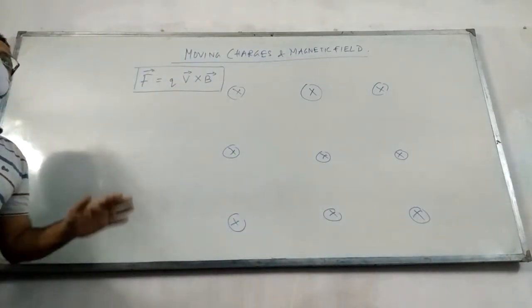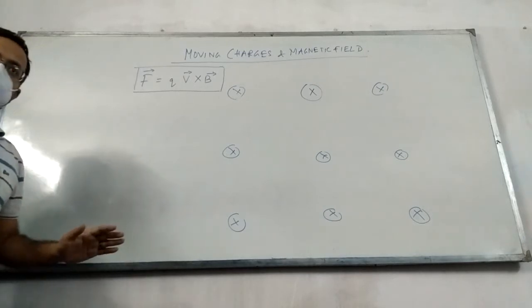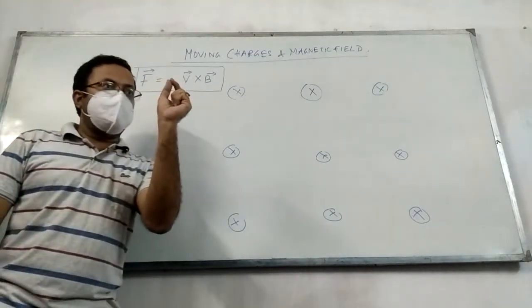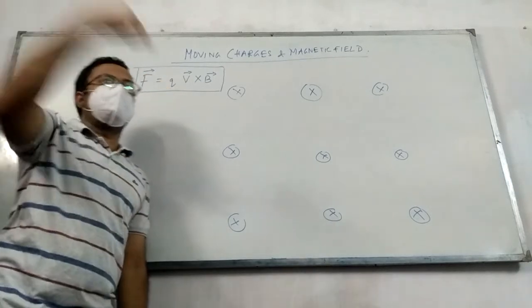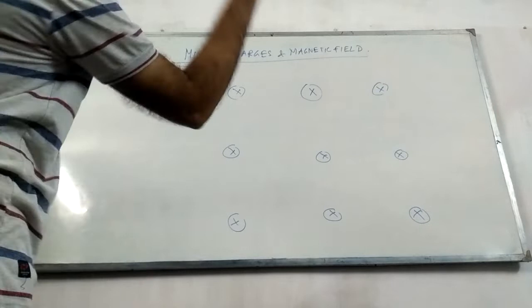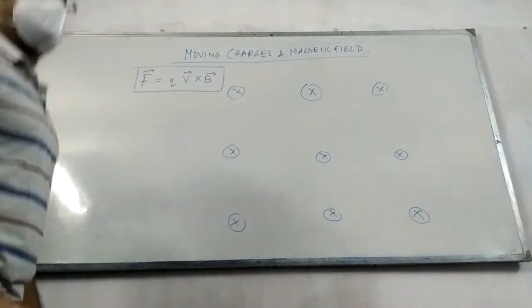So you can visualize there is a magnetic field present inside this room. Now you're taking a charged particle and throwing it exactly from that wall to this one, means along this direction. So what will happen?